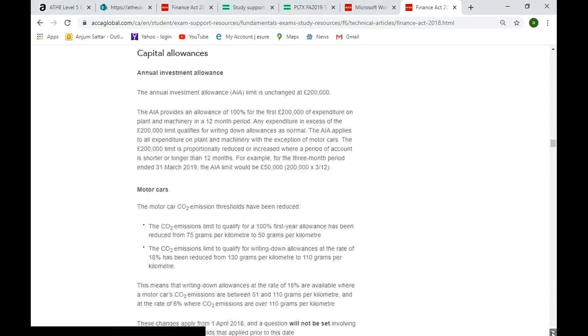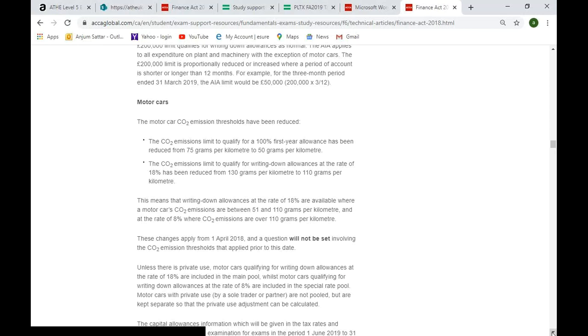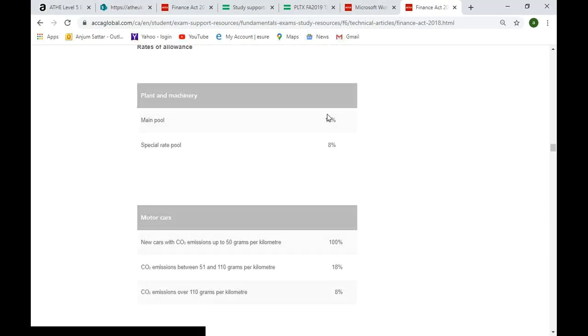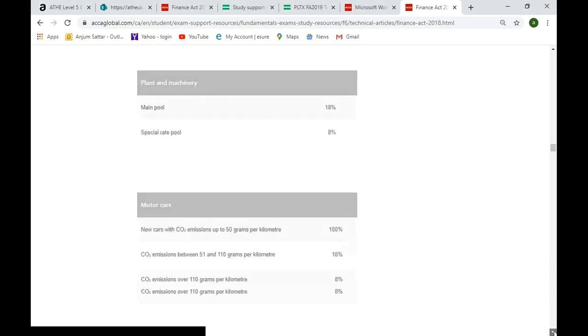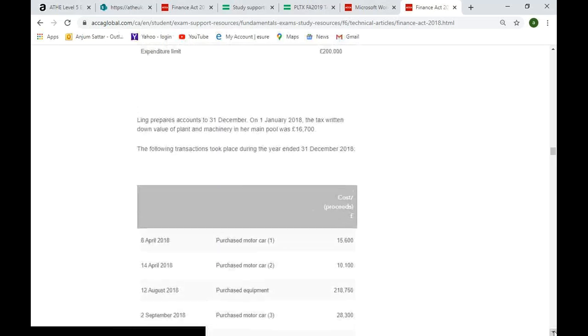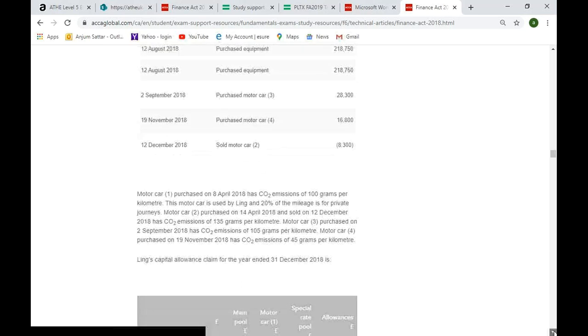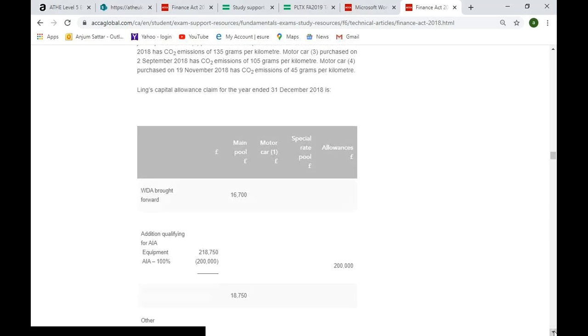So only 3 months fall in this accounting period. We have a motor vehicle we bought, that's the emission level for this, and that's all we're looking at now. Main pool is 18%, yes. And special pool is 8%, and then the cars are 100% if they fall in these emission levels. Now we're looking at our boxes, we've been given the example. So now we have a purchased motor vehicle, motor vehicle 2, different motor vehicles, and then we can calculate their written down allowance.